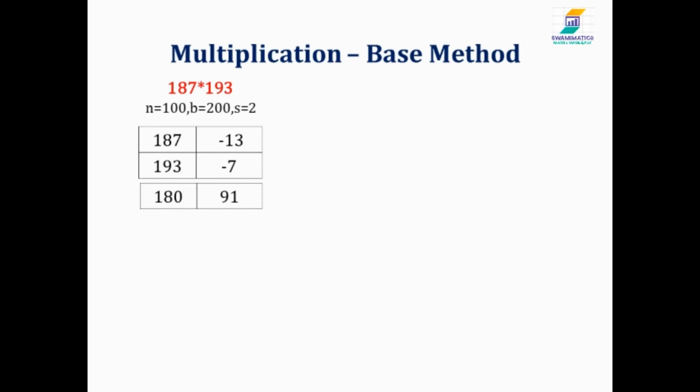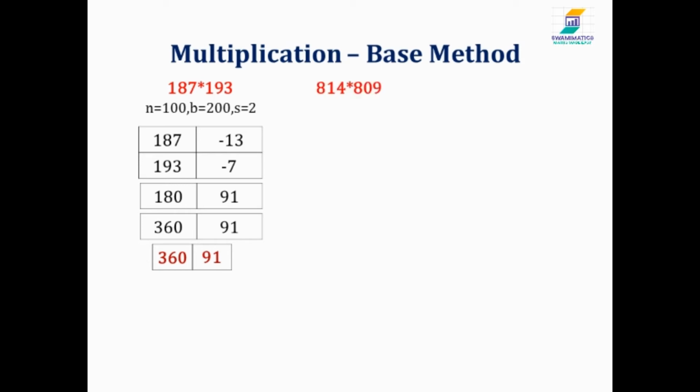So what is it you get? The cross operation gives you 180. Minus 13 into minus 7 is plus 91. So your answer is straight away 180 into 2, 360, 36091.